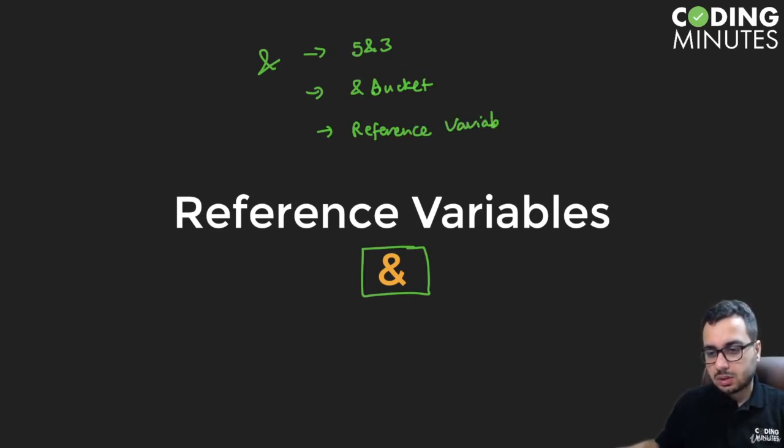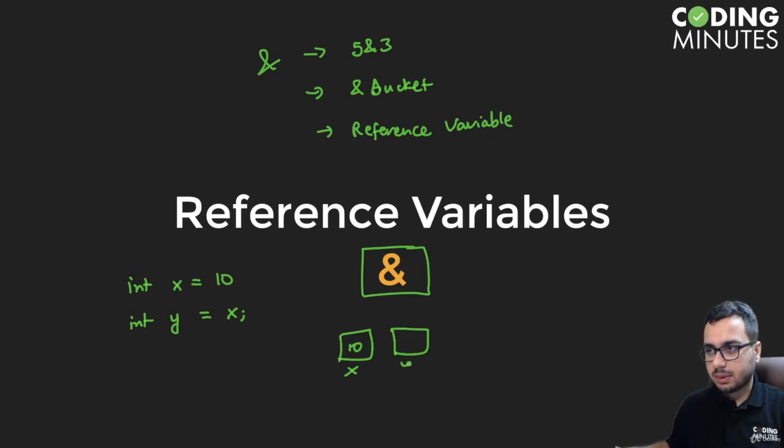For example, if you create a bucket, let's say int x = 10, and then you do something like int y = x, then x is a bucket which contains the value 10 and y is another bucket which contains the value 10. But instead, if you do int &y = x, then y will not be a new bucket. That means y and x are the same bucket.